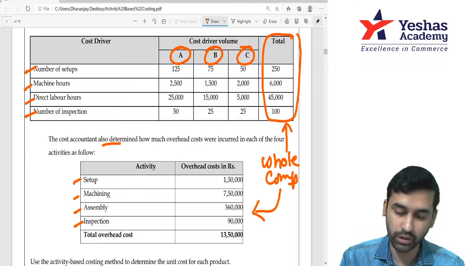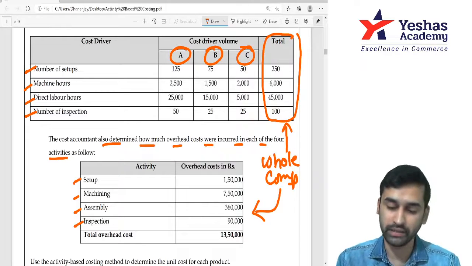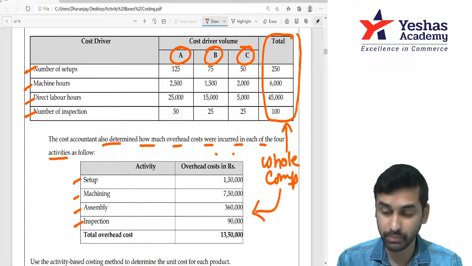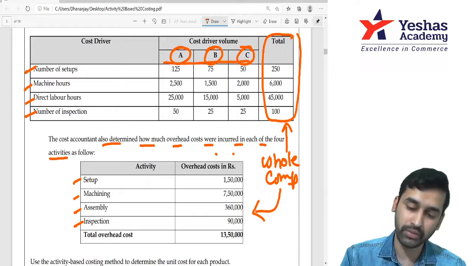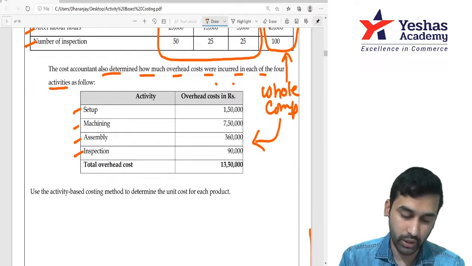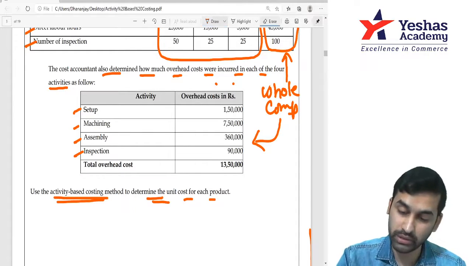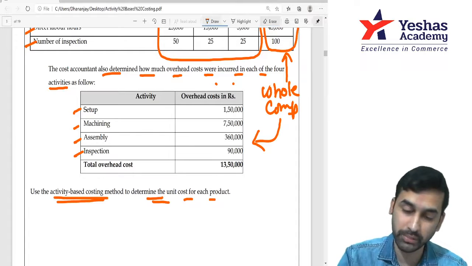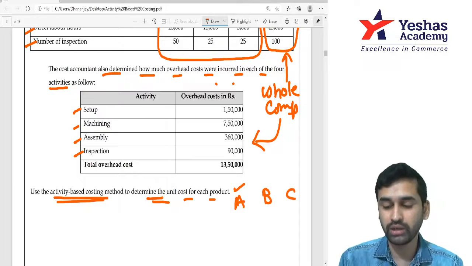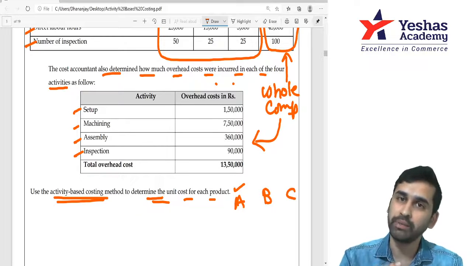Whatever is the total given, this is for the whole company, and this is also. The cost accountant also determined the overhead cost to be incurred in each of the 4 activities. This is not for A or B or C. This is A, B, C put together, all 3 products for the whole company. Here you have the breakup for A, B and C. Okay. Next, use the activity based costing method to find out the unit cost. What is unit cost? Unit cost is nothing but cost per unit. Cost per unit of each product. When they say each product, they want the answer to be presented for A and B and C separately.